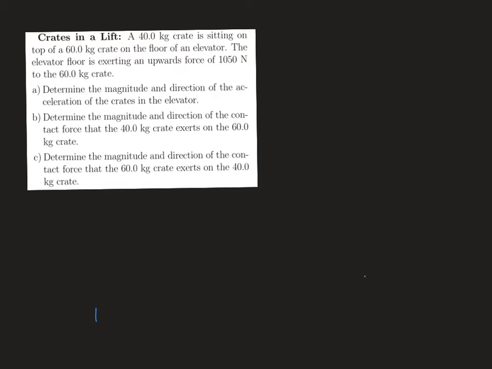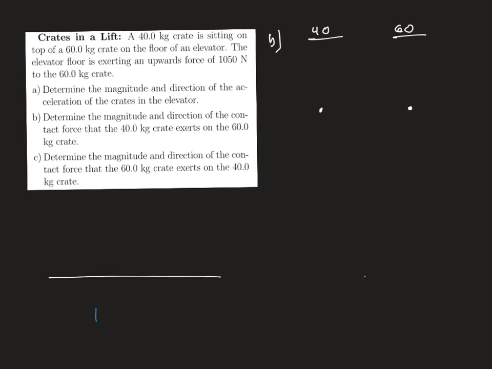Okay, so to continue with part B, we need to find the magnitude and the direction of the contact force that the 40 kilogram crate exerts on the 60 kilogram crate. So we are going to need two free body diagrams. The first one is going to be of the 40 one, that's the one on the top, and the second one will be the 60 kilogram one, the one on the bottom. So we need to think about what forces are acting on each of these crates.